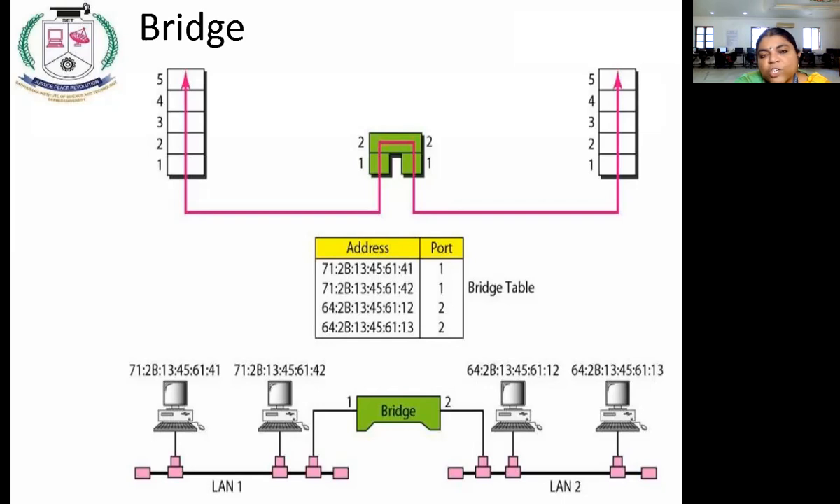Repeater has no provision for identifying the destination address. So whatever it receives, it will send to all the devices, whether it is the destination device or not. It will just flood the network. Understand? Okay.